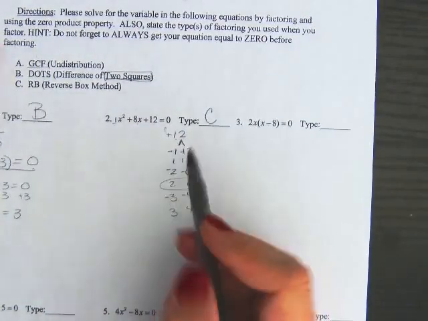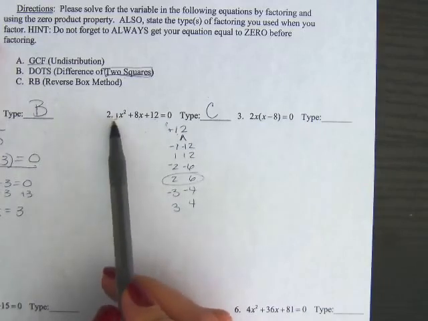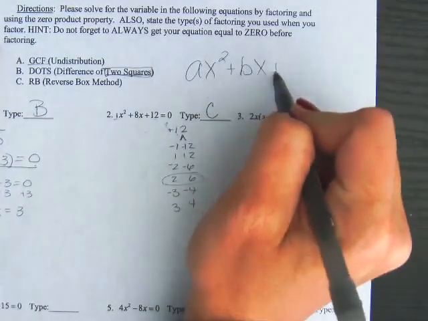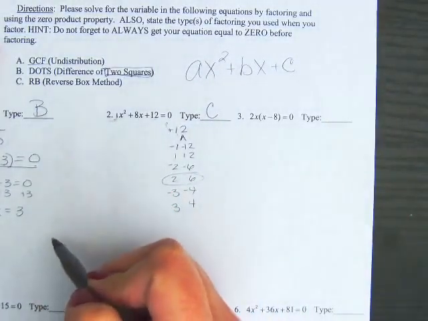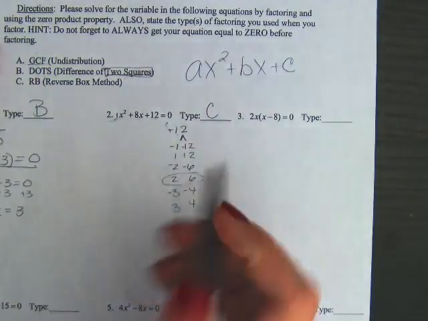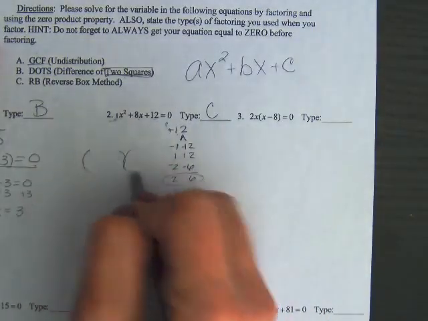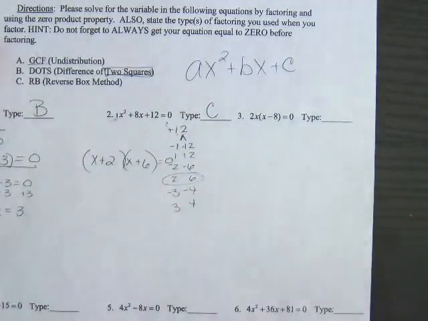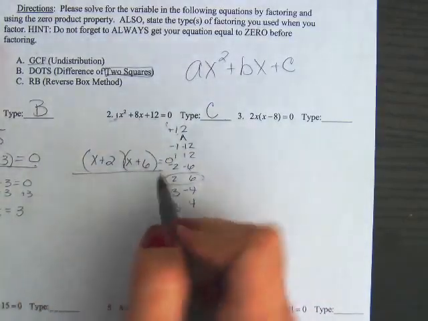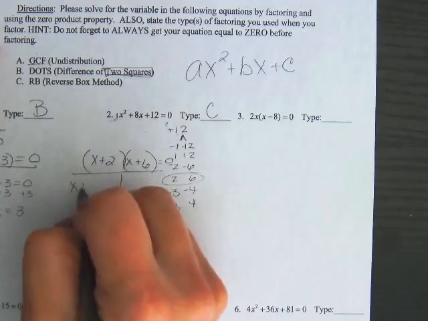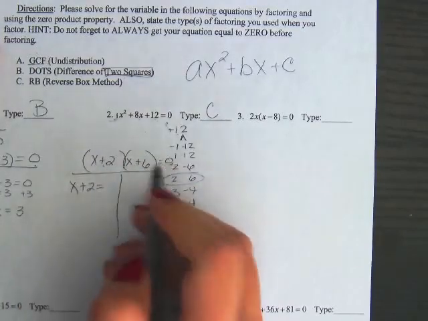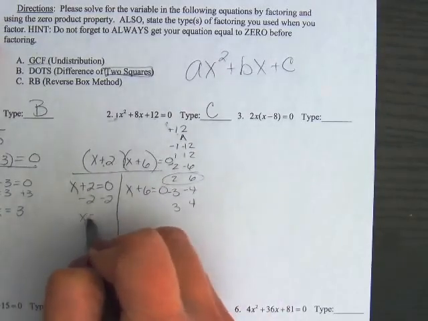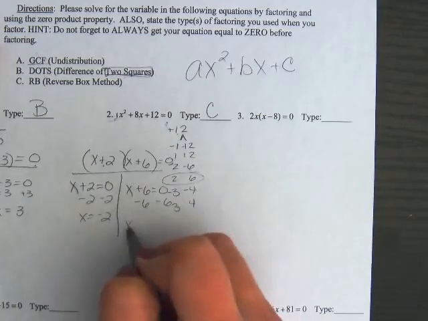Now in this case, my leading coefficient, or my A value, don't forget that these are ax squared plus bx plus c. So my A value is 1, so I don't actually have to use the reverse box method. I can just do a double bubble and fill in the factors that I got. Positive 2, positive 6, set equal to 0. Once it's equal to 0, you tee off. Set them both equal to 0, because if this times this is 0, one must equal 0, and then solve. So x equals negative 2, or x equals negative 6.